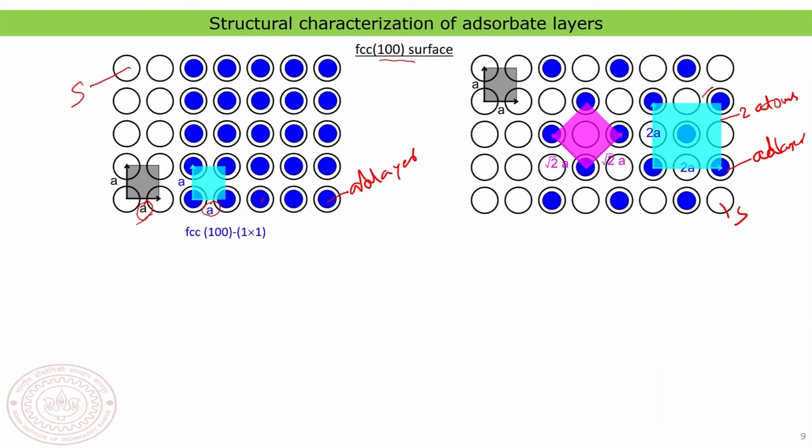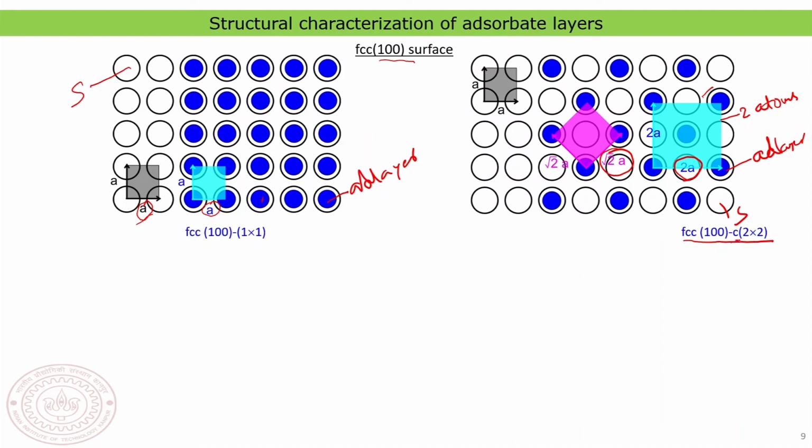And now how do we name these unit cells? I can calculate the unit lattice vectors of the adlayer with respect to the surface unit lattice vector, which is a. This is root 2 a in both directions because it is a square lattice, and in this case it is 2a. So if I write down the unit cell corresponding to this blue one, I have a 2 by 2 unit cell, meaning that along both directions I have to move about 2 times to find an adatom.